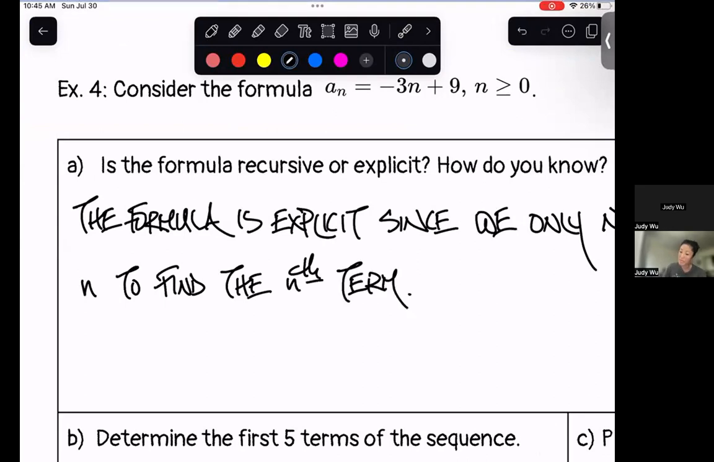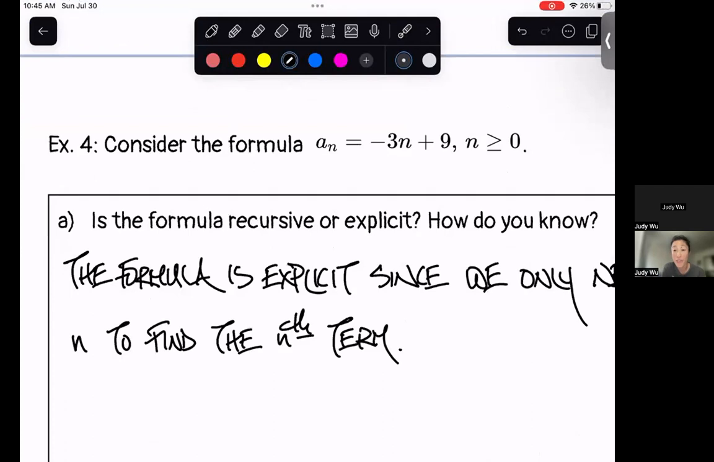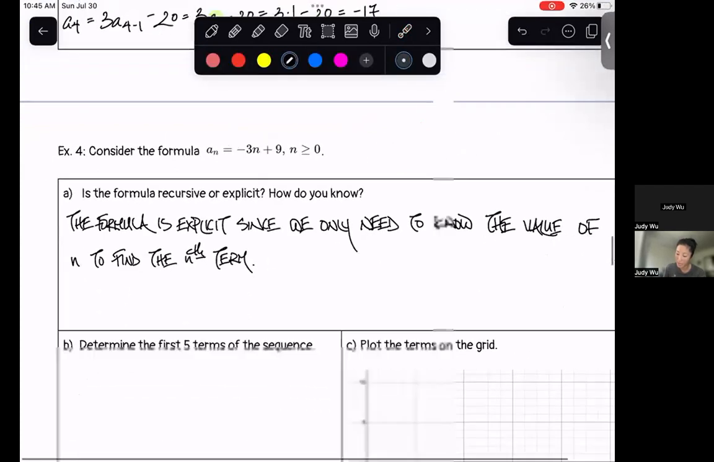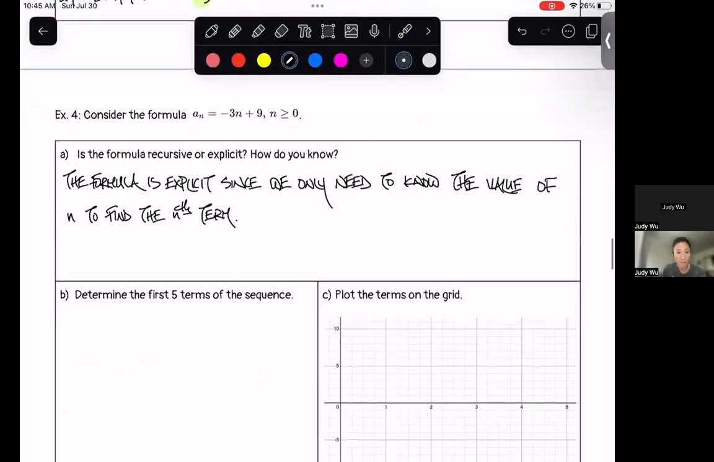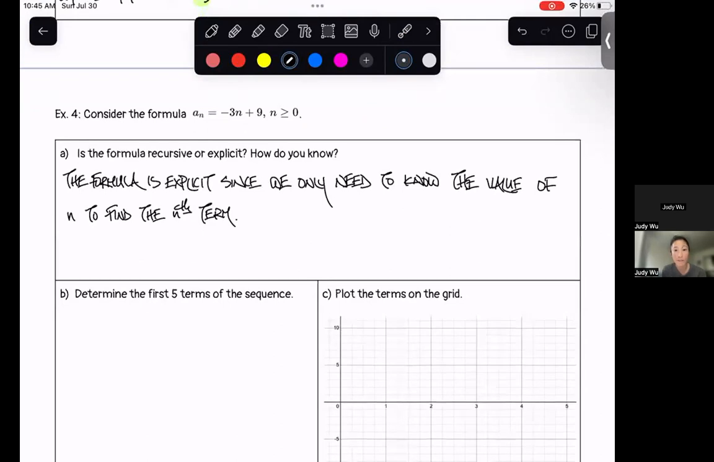Okay. Meaning, if I wanted to find that 1000th term, all I have to do is plug 1000 in for n. I don't need to know what the 999th term is. I can literally just plug in 1000 for n. Okay, so this is an explicit formula. We're going to determine the first 5 terms of the sequence, and then we're going to plot the terms on the grid.